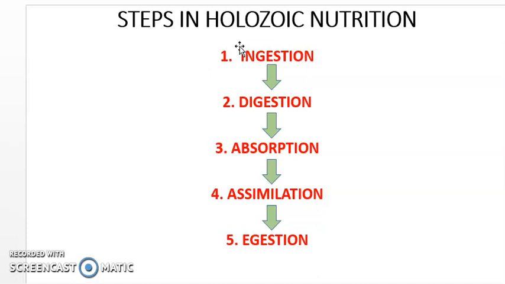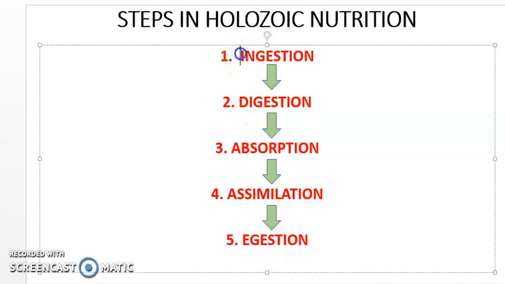So holozoic nutrition can be divided into 5 main steps. That is, number 1, ingestion, digestion, absorption, assimilation, and egestion. Again, split the word. Ingestion means, just look at the word inside. So it means taking in.